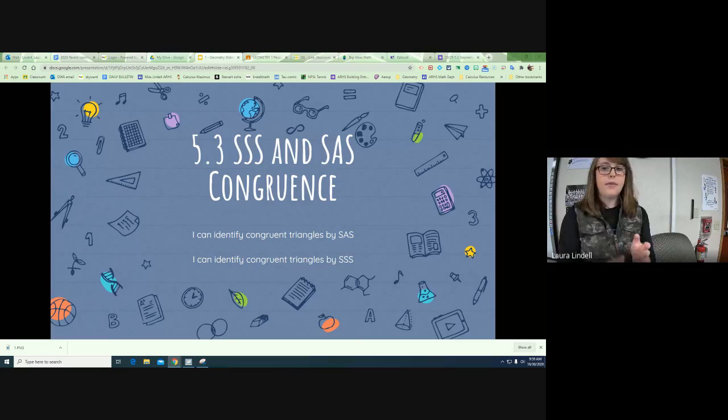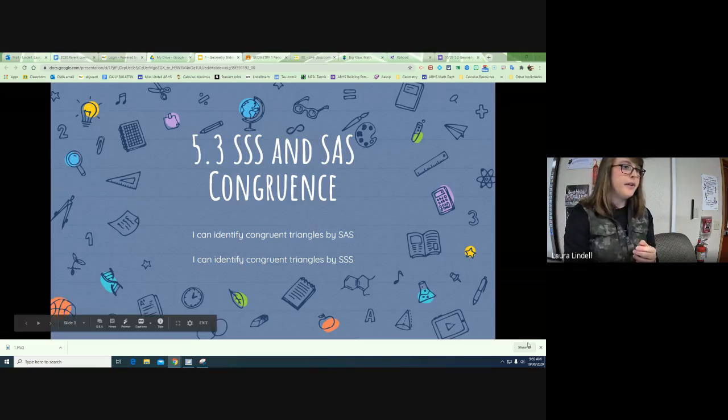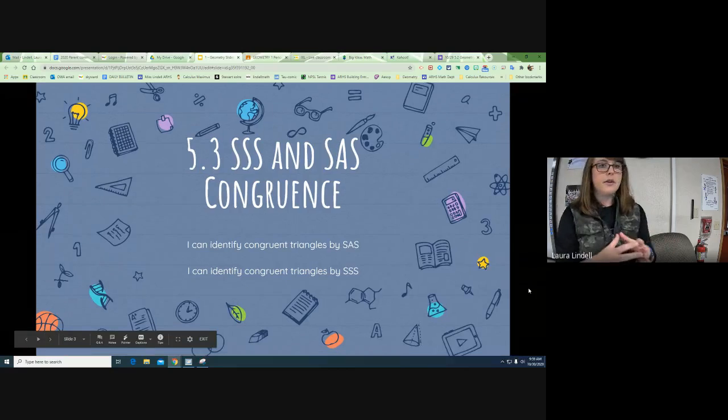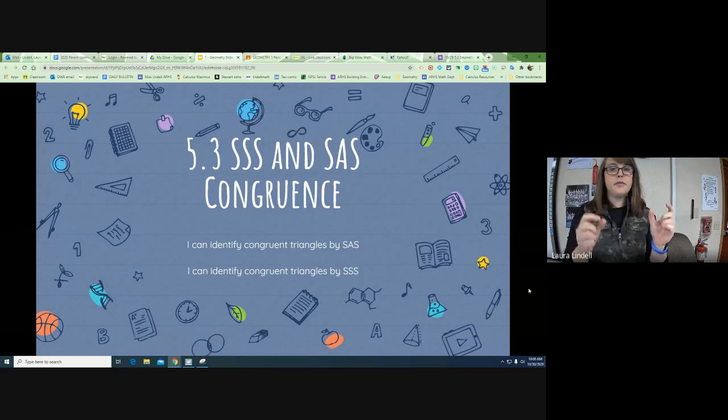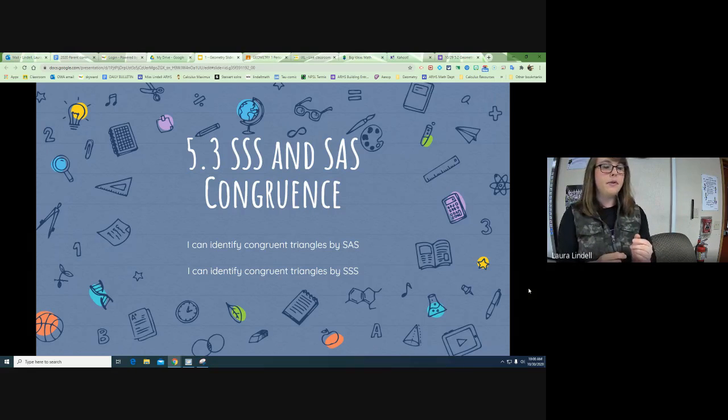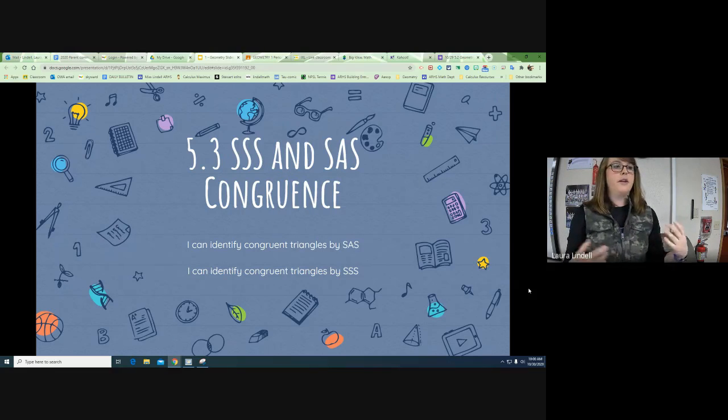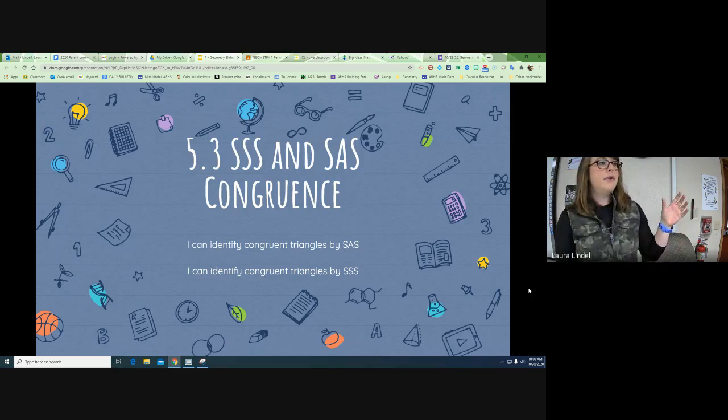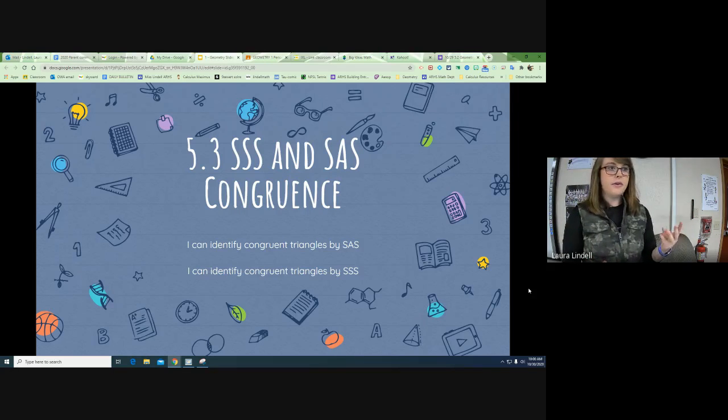There we go. Okay. So we are talking about two different ways that we can show that triangles are congruent to each other. Besides just showing what we did yesterday, with every single pair of sides and every single pair of angles being congruent, it was figured out a long time ago that you can show that three pairs of things are congruent, depending on what those pairs are. And that's sufficient to show that two triangles are congruent to one another.